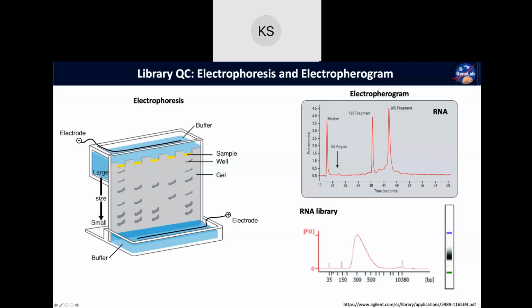However, here's our low end marker in green here. And then again, we have our high end marker in purple or blue here. And then we have our library, this nice smear shown on the gel, shown as this peak here. But then we have this other peak. You can see this band here, and then you can see it right here very clearly on the electropherogram. What the heck is that?